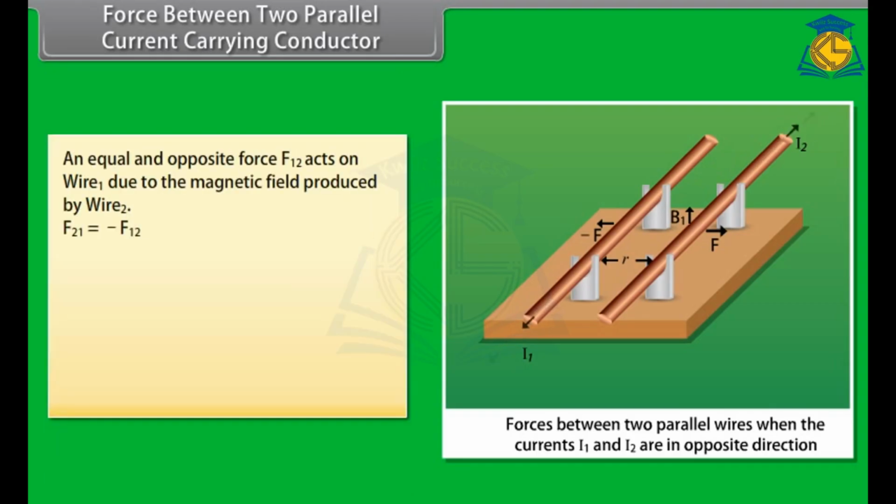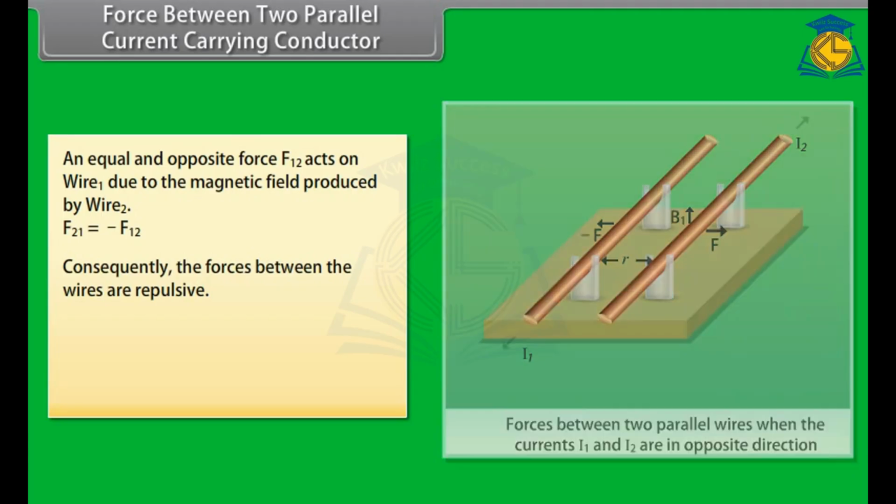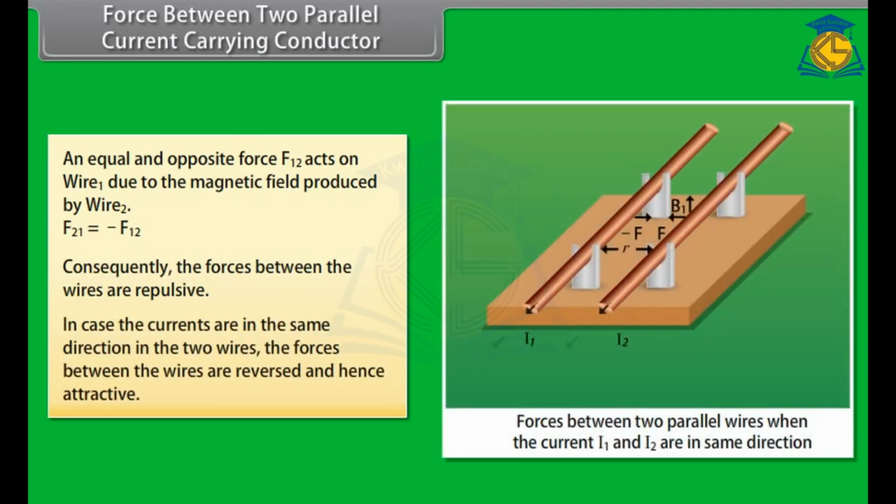An equal and opposite force F12 acts on wire 1 due to the magnetic field produced by wire 2. F21 is equal to minus F12. Consequently, the forces between the wires are repulsive. In case the currents are in the same direction in the two wires, the forces between the wires are reversed and hence attractive. 1 ampere.